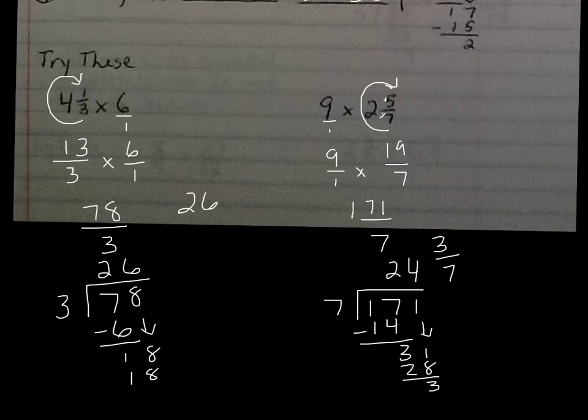All right, so the same steps again, right? Change to improper fractions, multiply across, then go ahead and reduce or simplify, and finally divide to make it back to a mixed number. Let me know if that doesn't make any sense to you.